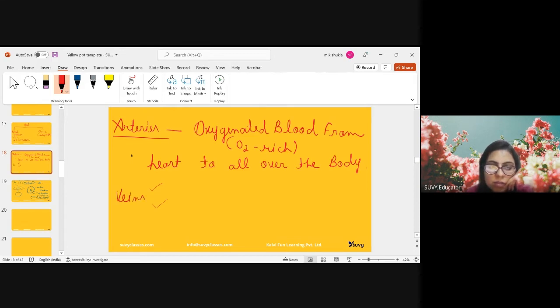And there are veins. Veins do the opposite of it. They will take deoxygenated blood.